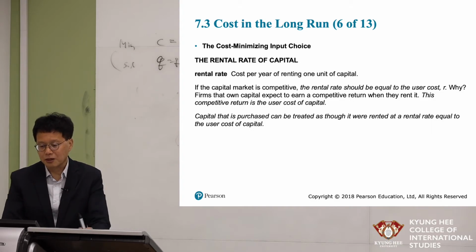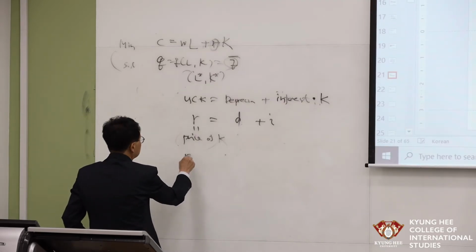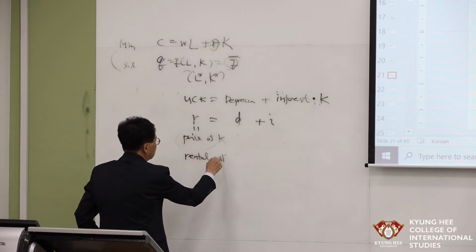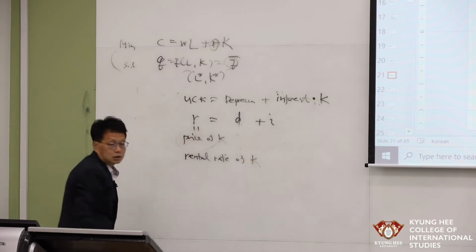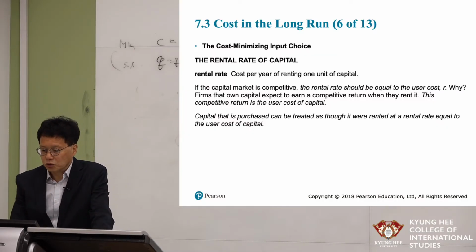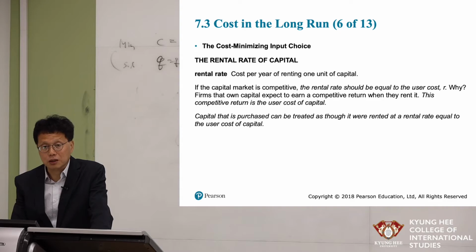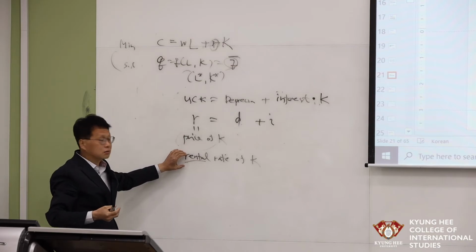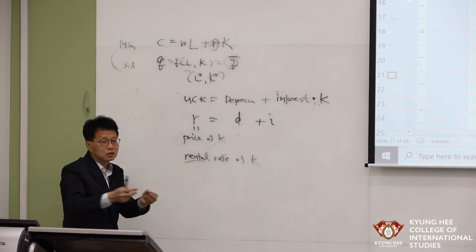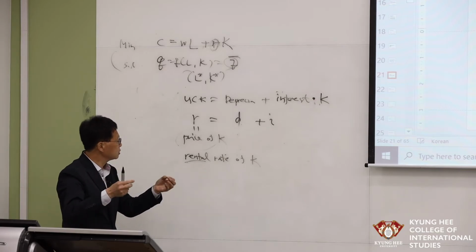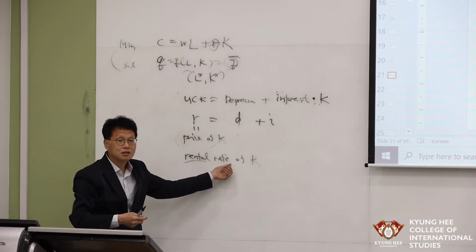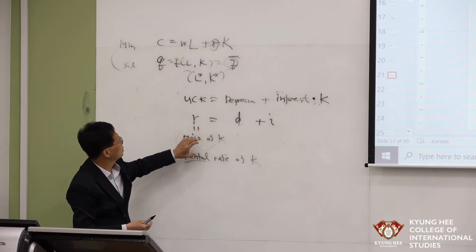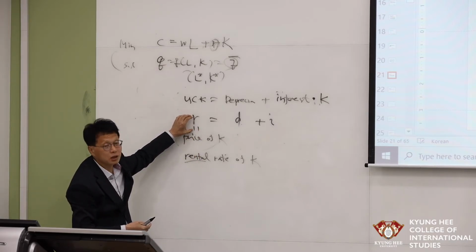And finally, now think about the rental rate of capital stock. Rental rate, the cost per year of renting one unit of capital. If the capital market is competitive, the rental rate should be equal to the user cost R, right? So now you run a pizza restaurant, you rent some capital, an oven, from others. The price of that is the rental rate. This rental rate should be equal to the user cost or price of capital.